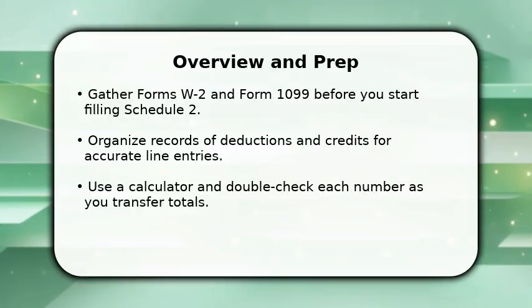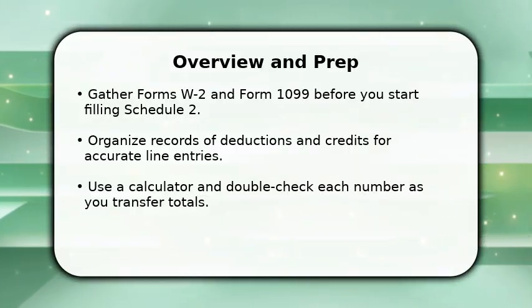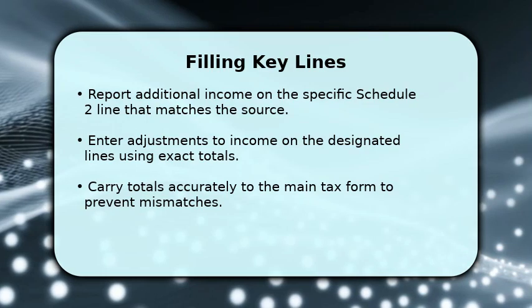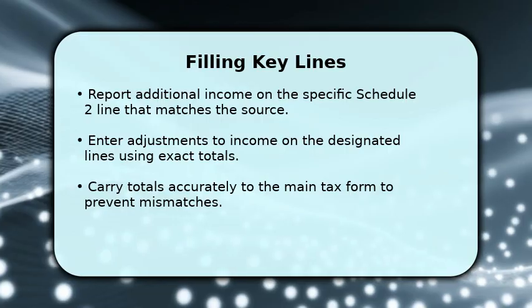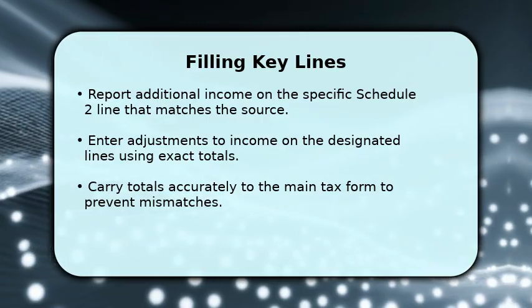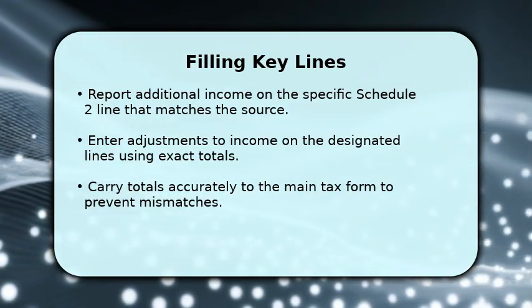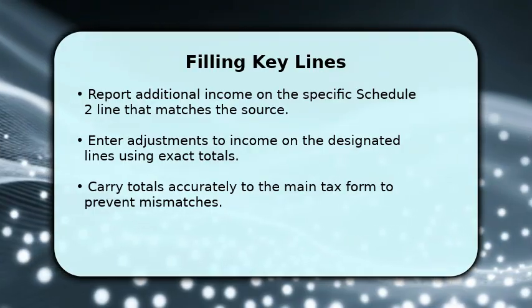If you use tax software, match your manual totals to the software entries to avoid errors and speed the process. When filling key lines on Schedule 2, identify whether income or adjustments belong in each section and stick to those categories. Use source documents to input exact figures and avoid estimates.